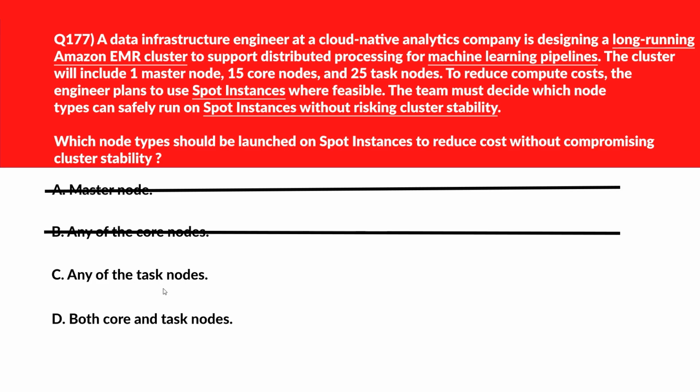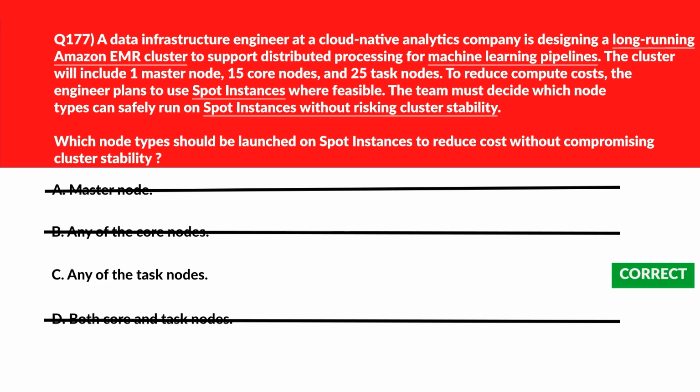C says any of the task node. Task nodes handle transient compute and can be interrupted without affecting cluster integrity, making them ideal for spot usage. We'll keep this. We'll move to D. D says both core and task nodes. Using spot instances for core nodes compromises data durability and cluster reliability. We'll reject it. We'll lock option C, any of the task node, as the right answer.